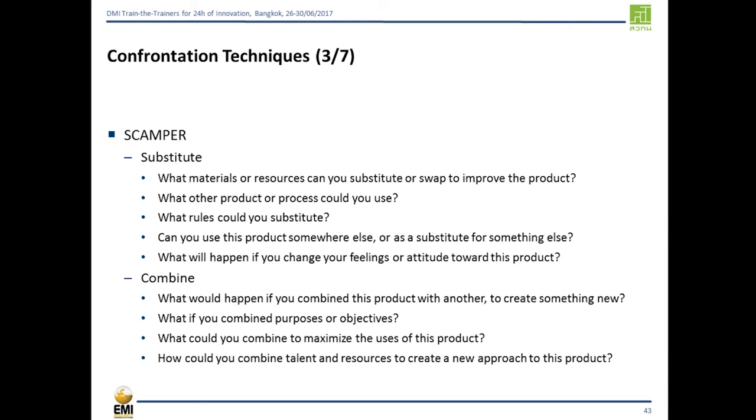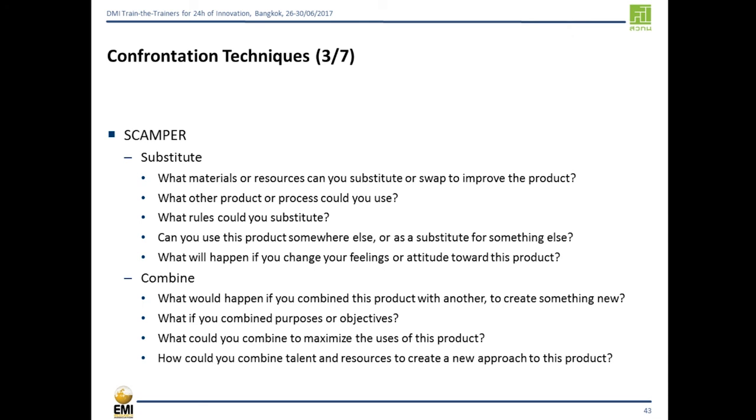So SCAMPER is just the initial letters of seven different keywords, activities that you should use to confront your challenge with. You confront your challenge with substitution, where you could ask questions like these here. What materials or resources can you substitute or swap to improve the product? What other product or process could you use? What rules could you substitute?